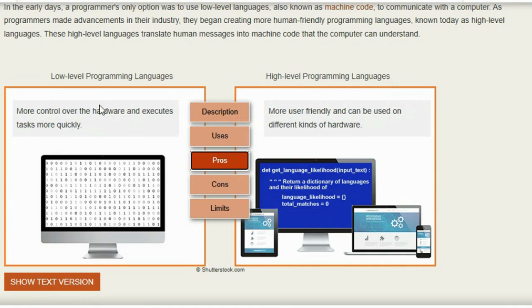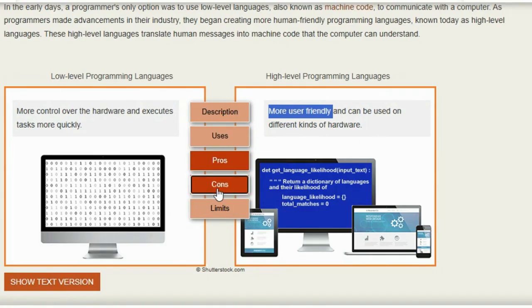With low level, a pro is more control over the hardware, and it's faster. Execute tasks a lot more quickly because it's already in the computer's language. It can just read it and go. Over here, high level, the pros are it's more user-friendly because we can actually understand by looking at the code and can be used on different kinds of hardware.